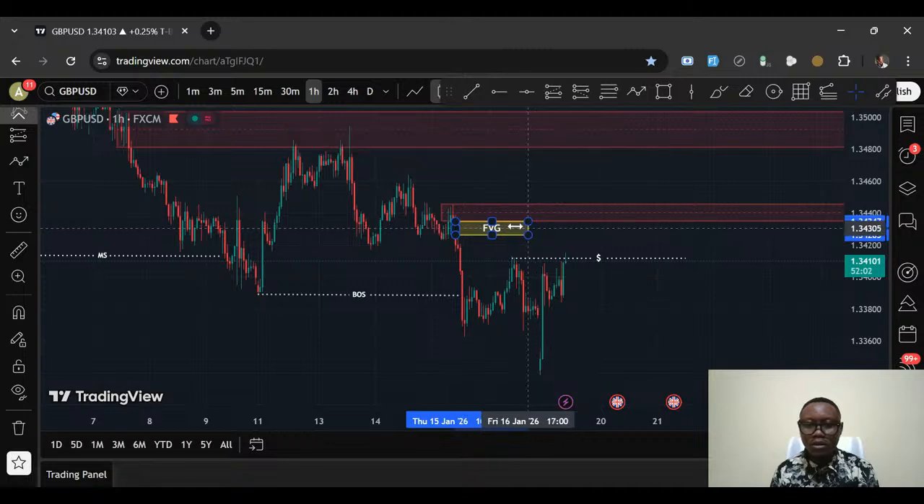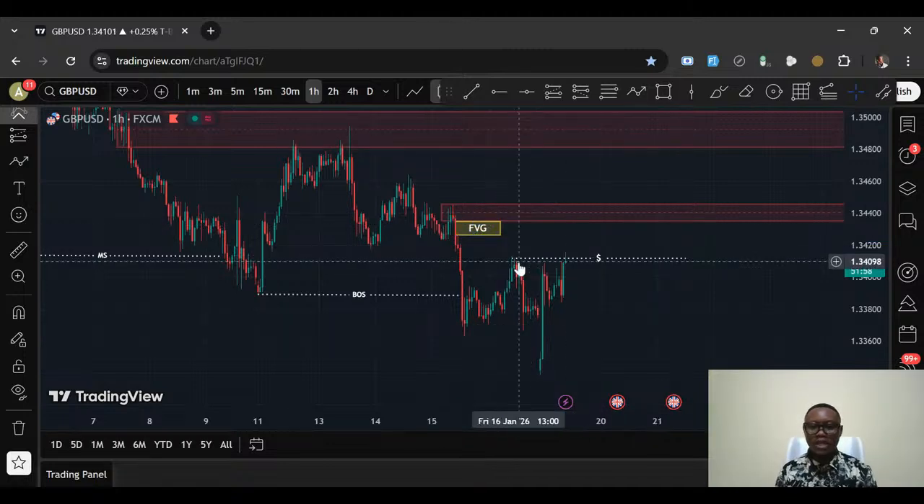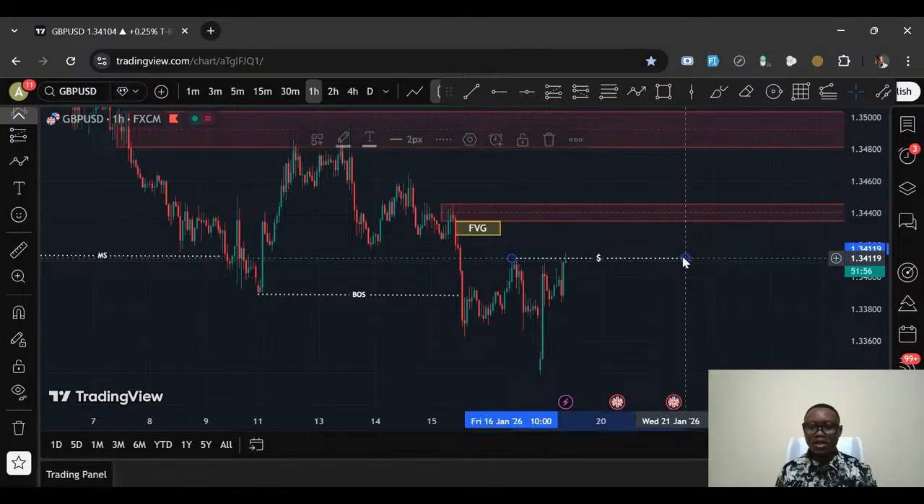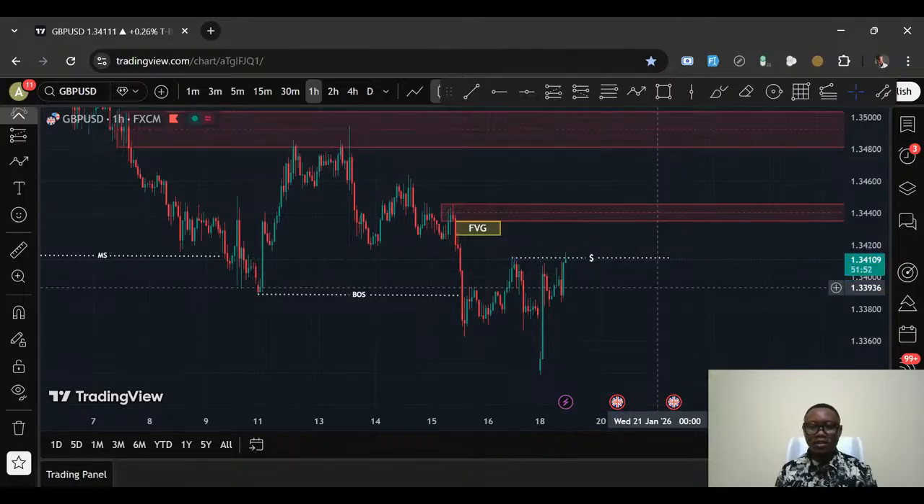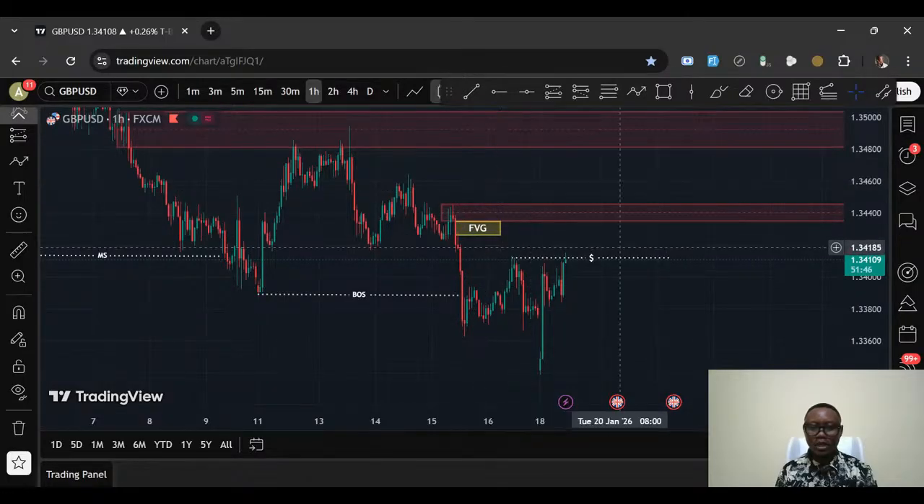All right, so that's our FVG, and this is our liquidity area as we've rightfully identified. All right, and this is also another order block zone, right?